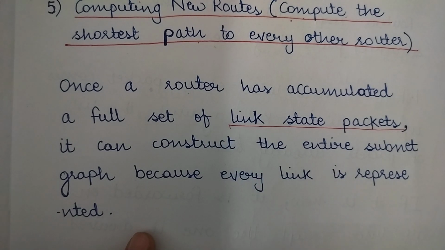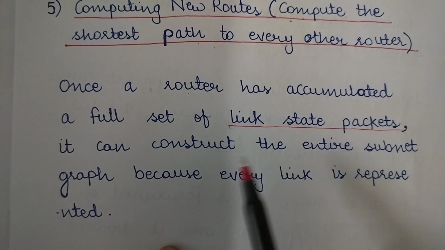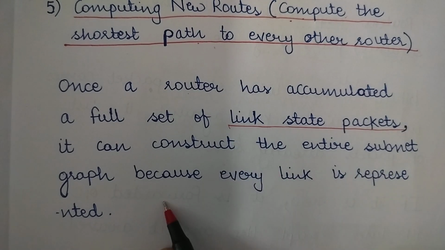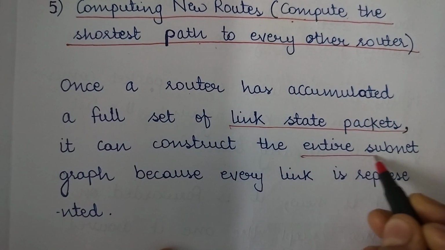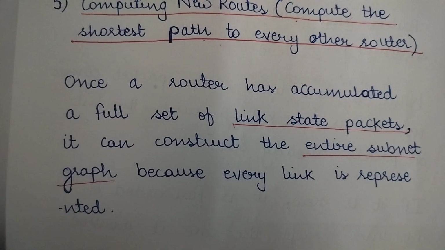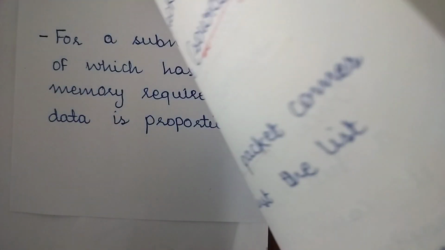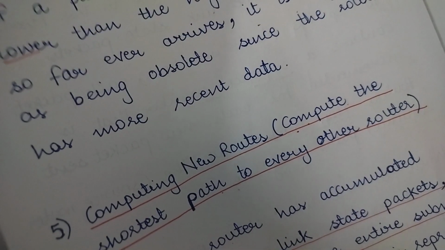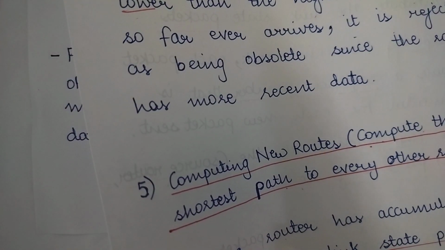it can construct the entire subnet. Of course, if it has the link state packets from every other router in the subnet, it has the complete information about the entire subnet. Hence, it can construct the entire subnet graph. In that case, it is very easy to construct the entire subnet graph because every link is represented in the link state packet.